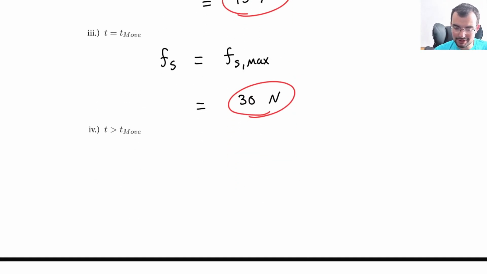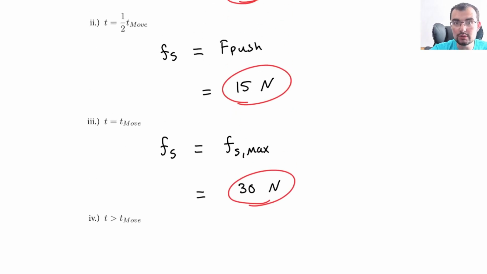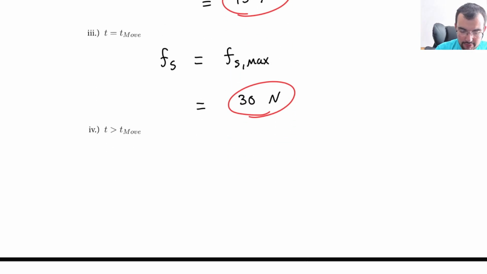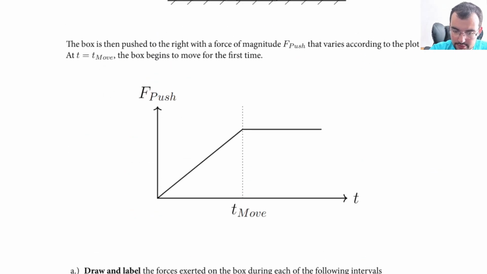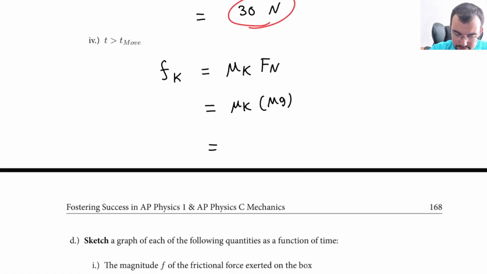And then what about after t move? So after t move, we are moving. So if we are moving, the frictional force is not static, but it's kinetic. So the formula for kinetic friction, it's not max or anything. It is a set fixed value. If the surfaces are sliding, kinetic friction is just this expression. And normal force is still mg. So our kinetic coefficient, I believe it was 0.2. Yep, 0.2. And the weight mg is still 50.